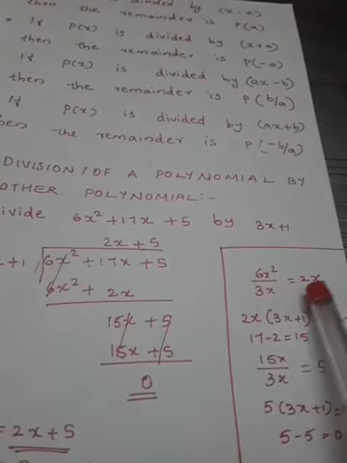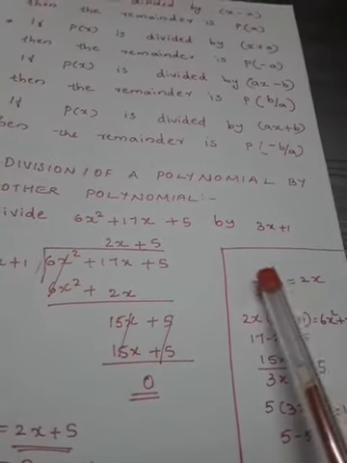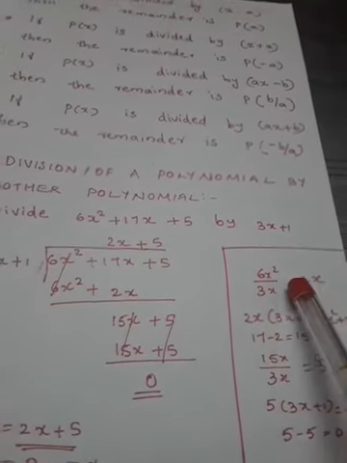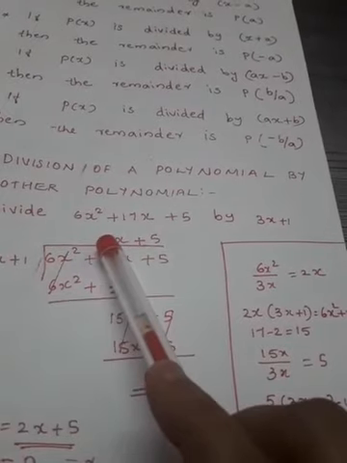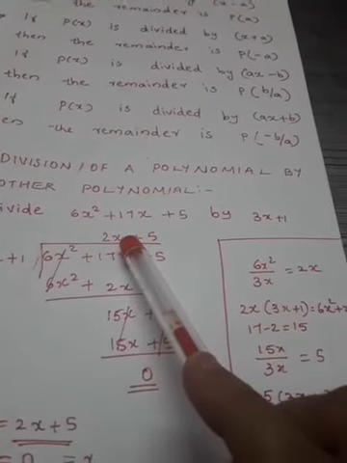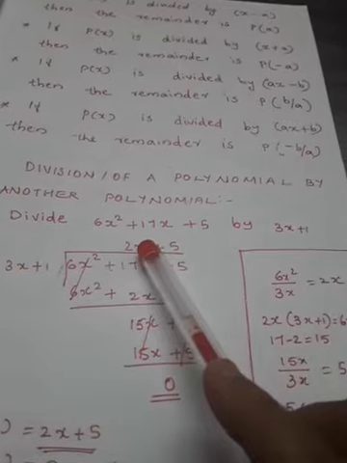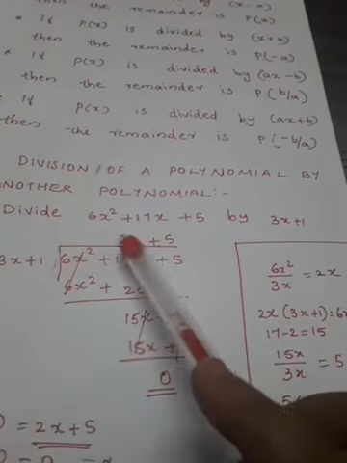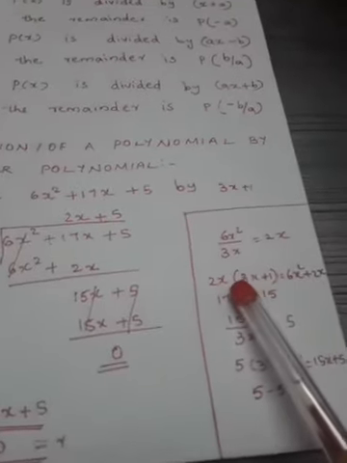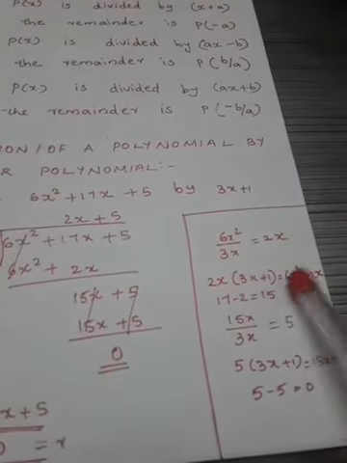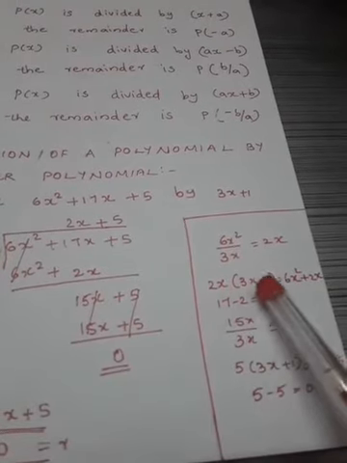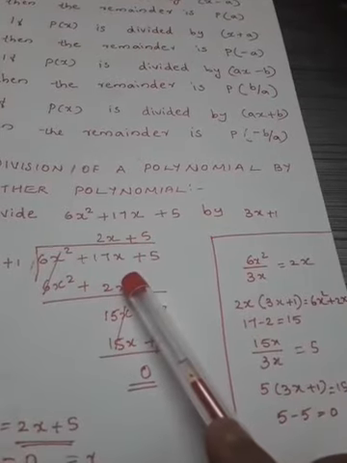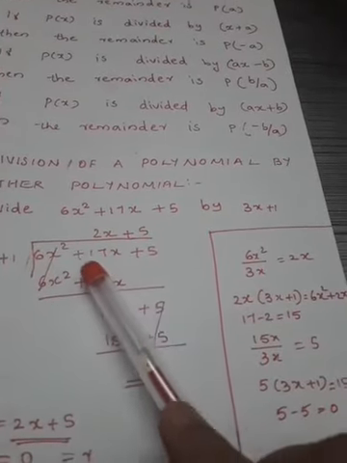Then what will we get? 2x. 6 by 3 is 2. X square by x is x. Now we can write this as the quotient, first term of the quotient 2x. Now we should multiply this 2x into 3x plus 1. So we get 2x into 3x, 6x square, plus 2x into 1, 2x. That we want to write here. Then as the actual division, we want to subtract this.